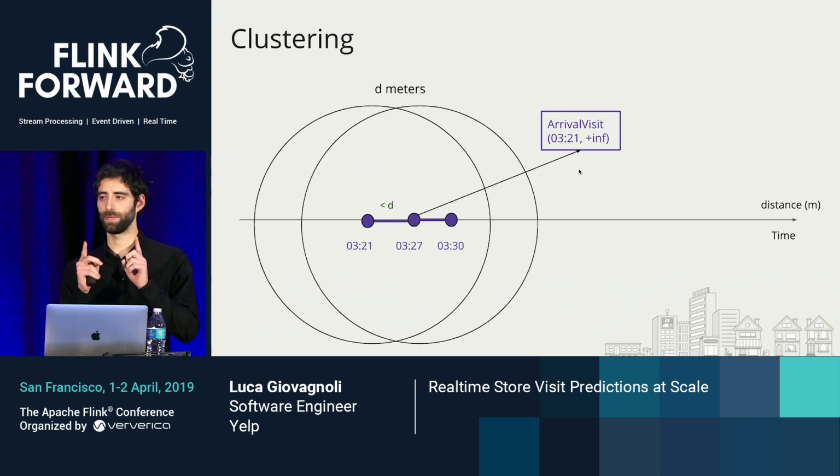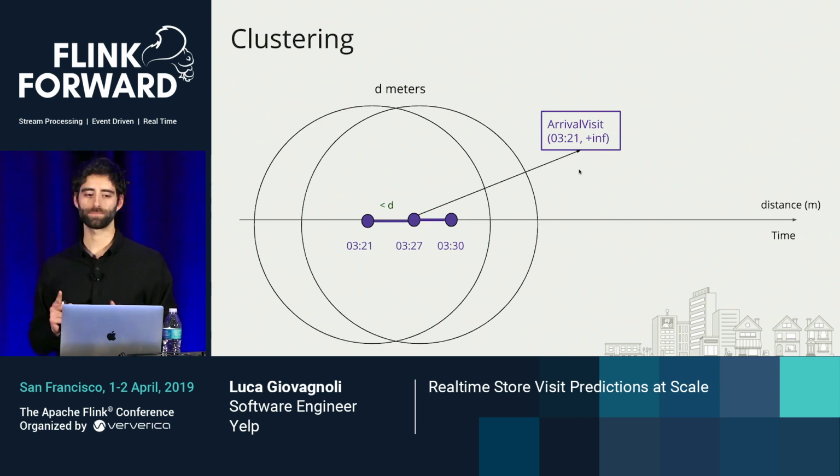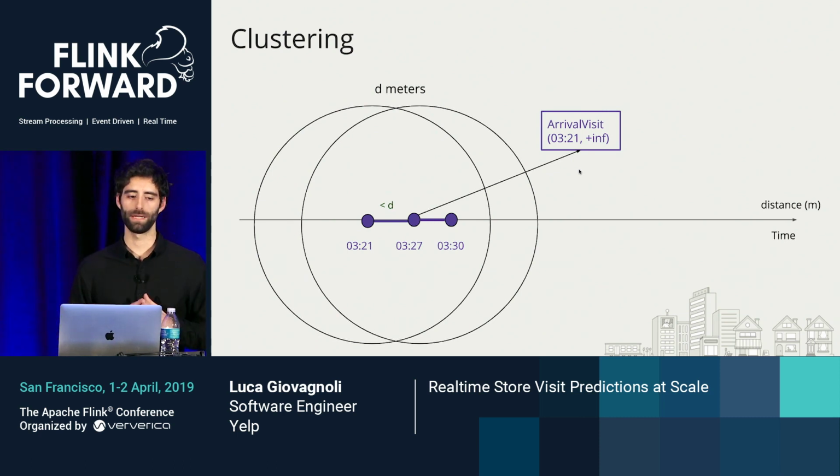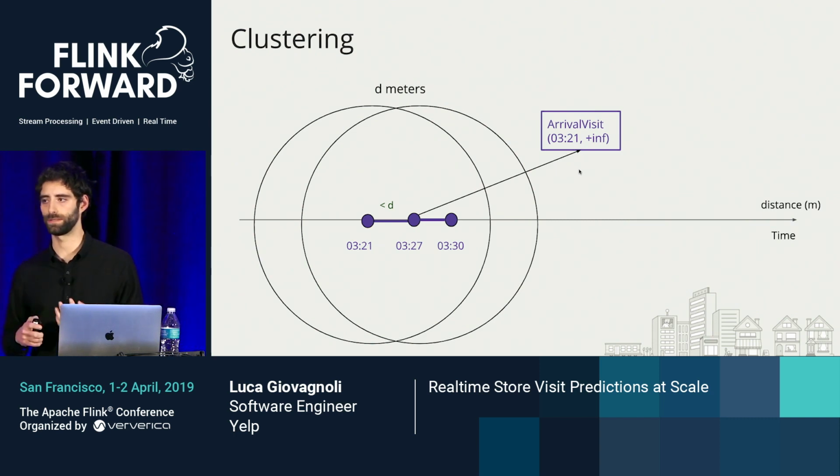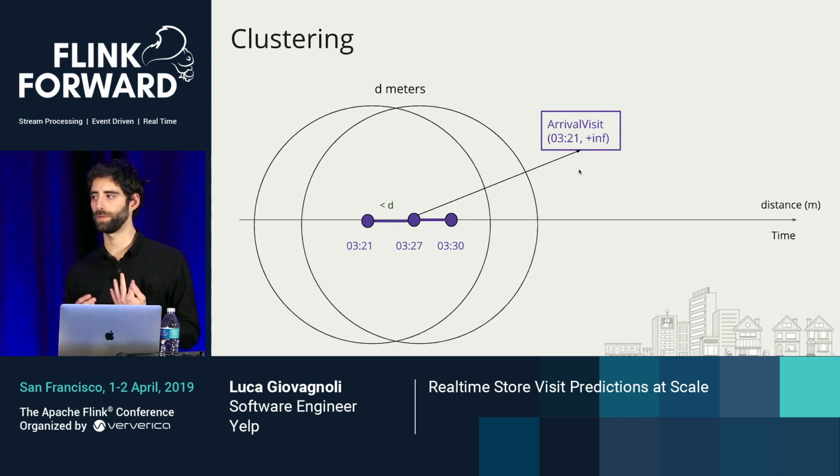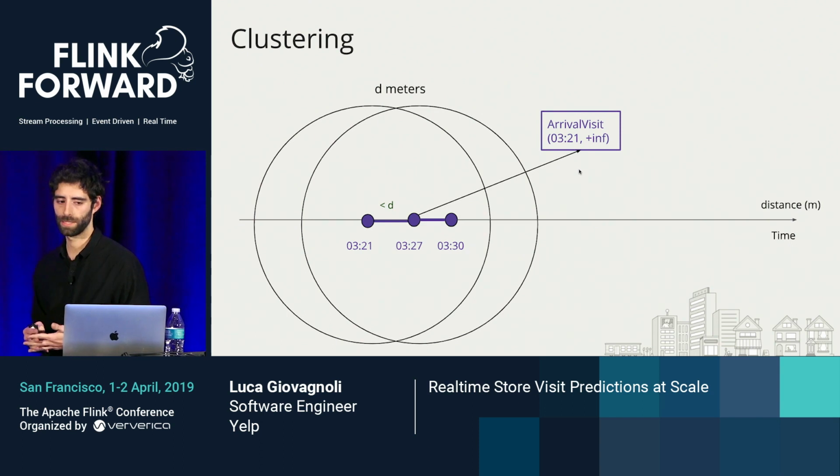So we started looking at pairs of consecutive pings at a time, and we ran some analysis and came up with some values. If two pings are closer than d meters and they're further away in time than t minutes, then there's a very good chance that's an actual visit. And we try to lower false positives by increasing the time so that we don't detect a visit if someone is just waiting at a bus stop.